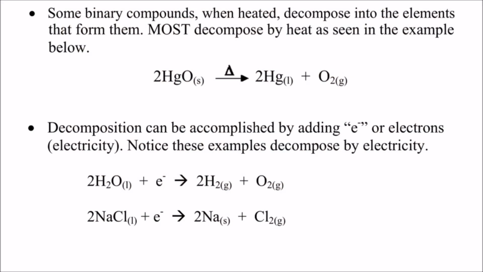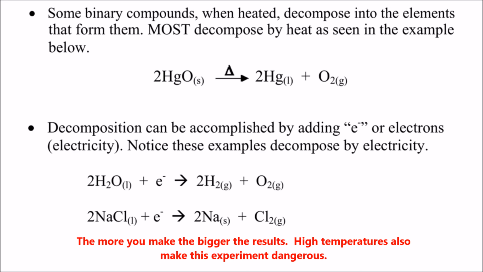So if we ran electricity through that, then we could have sodium, the metal form, and chlorine gas. Of course, that would be a really dangerous experiment to do because this gas, again, is toxic, and this will explode and burst into flame once it touches the moisture in the air.